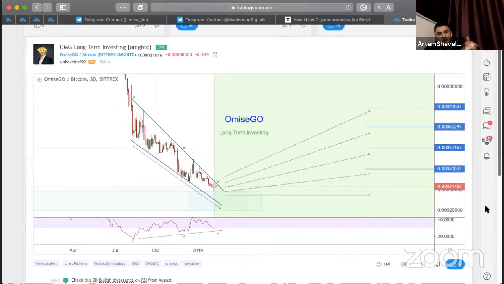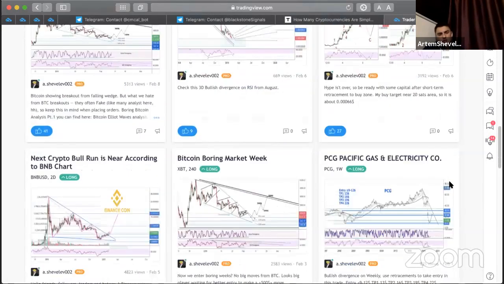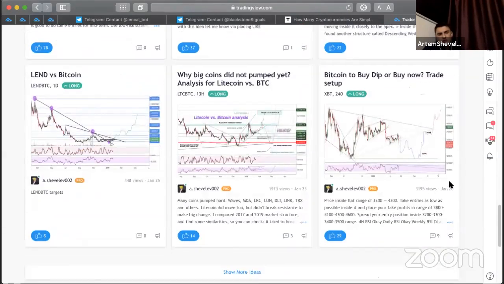So for long-term investing, we already have what we have. We have NEO, we have Dash, we have ADA, we have OmiseGO. It's already 4 coins in your pocket, which is really good to invest.